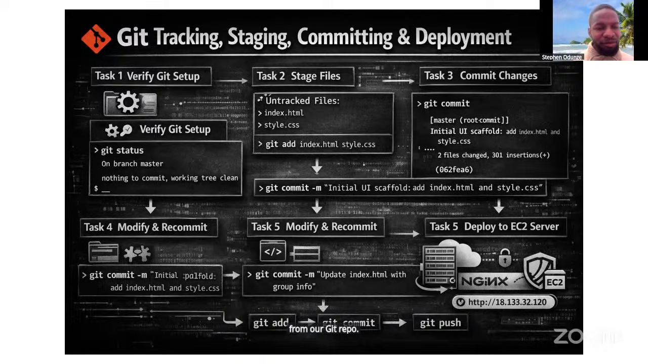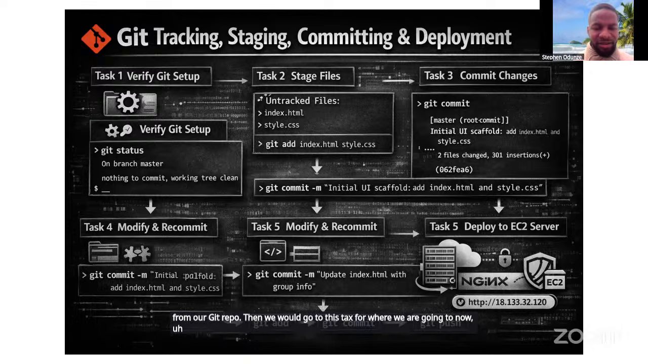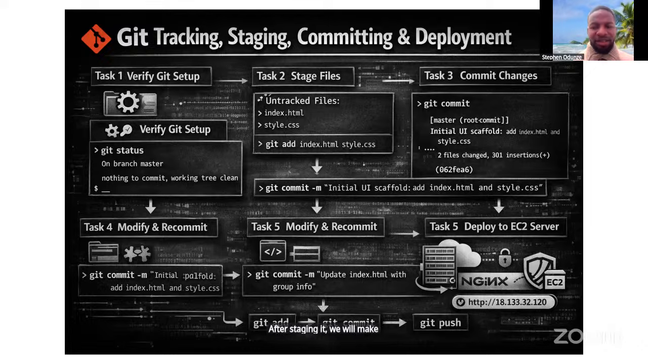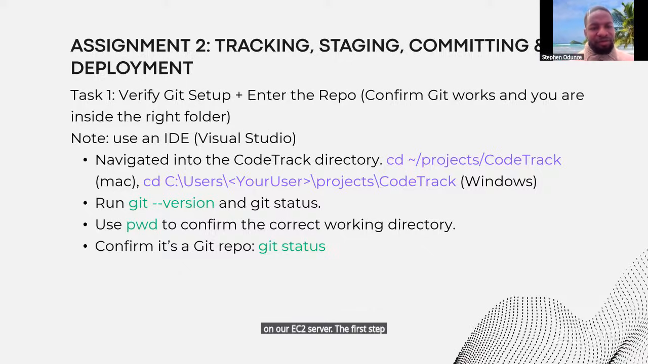Then we would go to task 4 where we are going to stage this information, these files that we have modified. After staging it, we will make sure we commit them. Then we're going to transfer and deploy on our EC2 server. So the first step we will take is to first of all verify our Git setup.